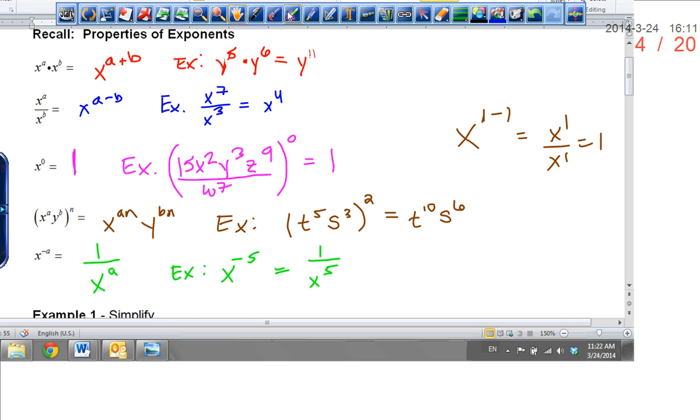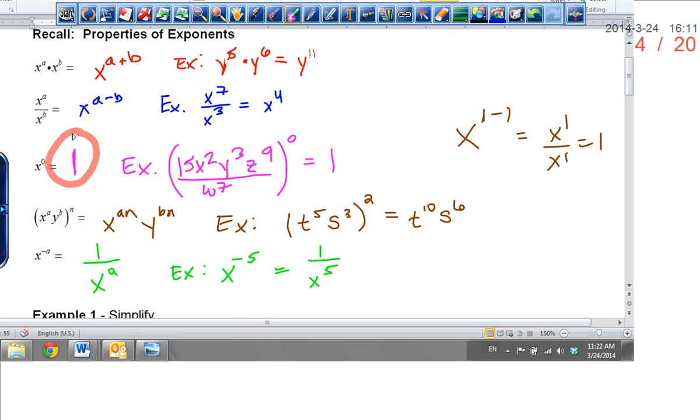So first thing here we have the multiplication of the same variables. So we're going to be adding the exponents together. So 5 and 6 make 11. Anytime we have division, we're going to be subtracting. So 7 minus 3 makes 4.